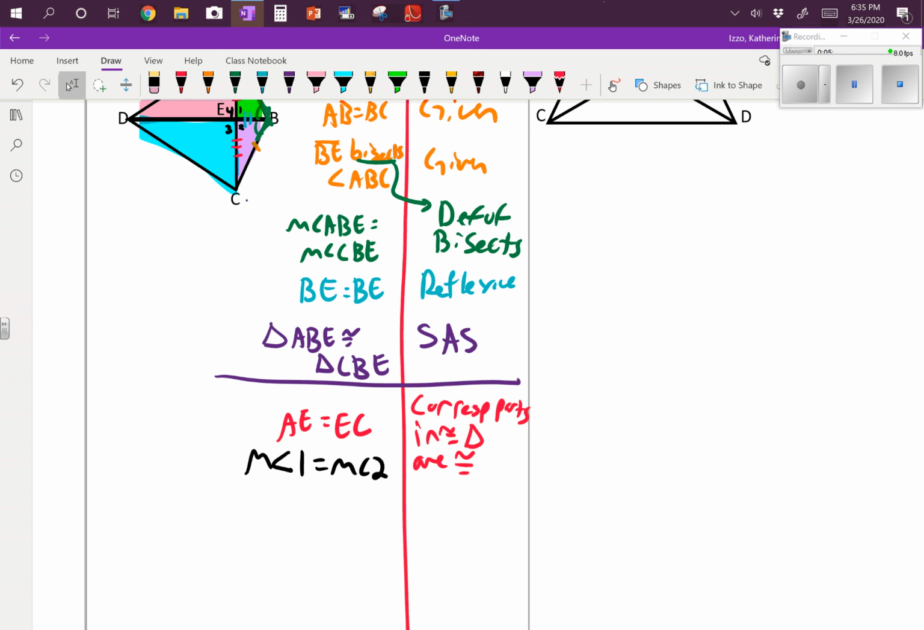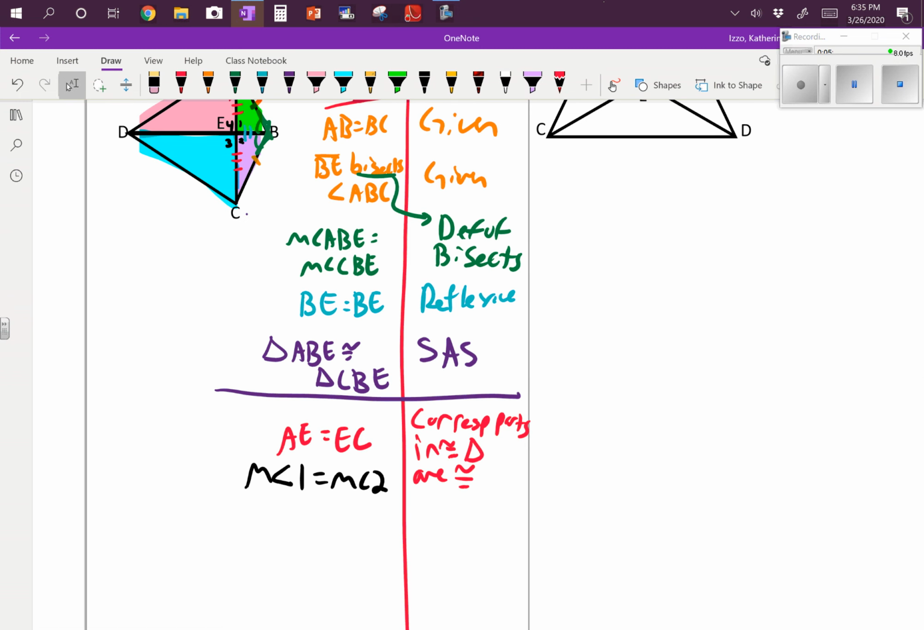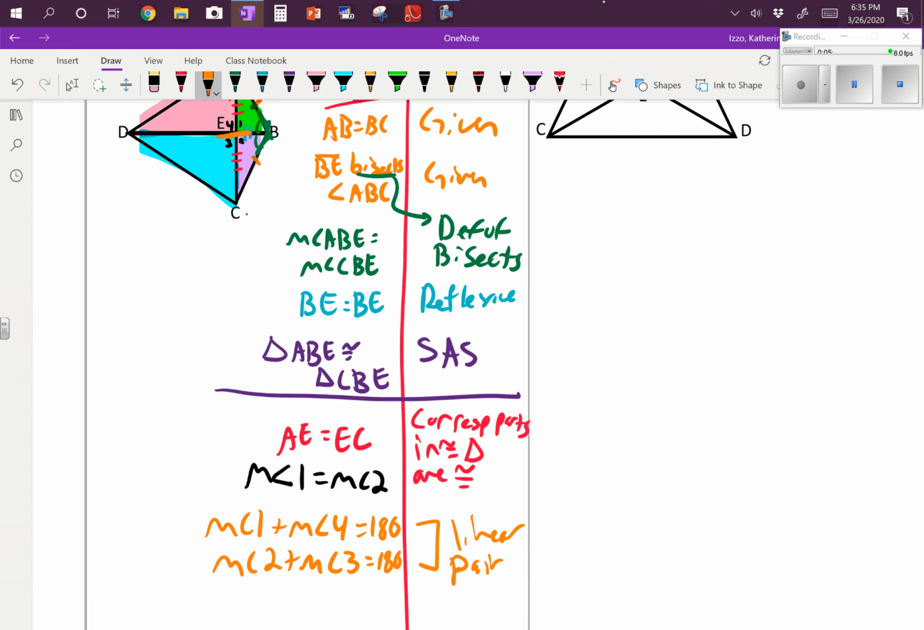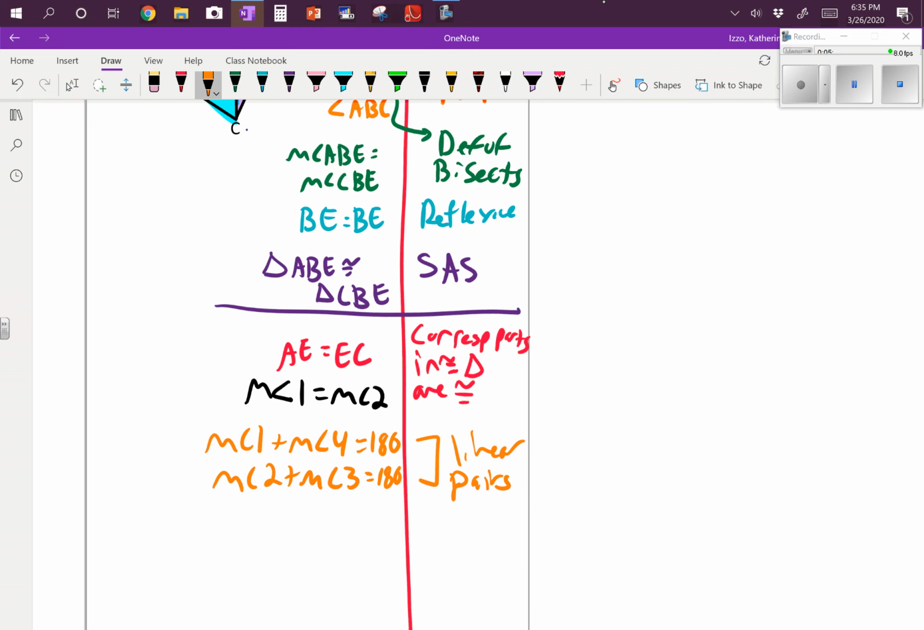So we're going to do our whole linear pairs. Beautiful, fantastic rigmarole. So measure angle 1 matches up with measure angle 4 in my case, and measure angle 2 matches up with measure angle 3 by linear pairs. And that gets me measure angle 1 plus measure angle 4 equals measure angle 2 plus measure angle 3 in my first substitution.